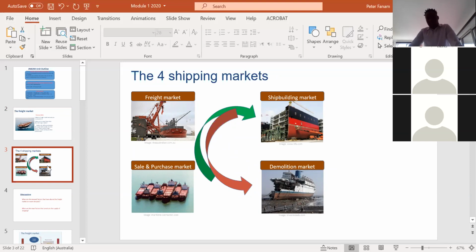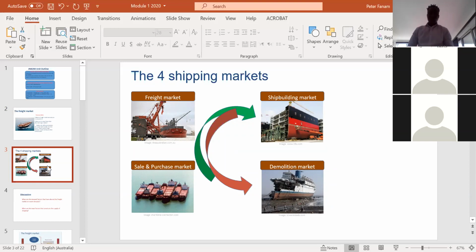Each and every one of these 4 markets trades in different commodities. The commodity traded is different in each market. However, all these 4 markets have a relationship, they link, they influence each other, and they intertwine. So whatever happens in one market affects the other markets as well.